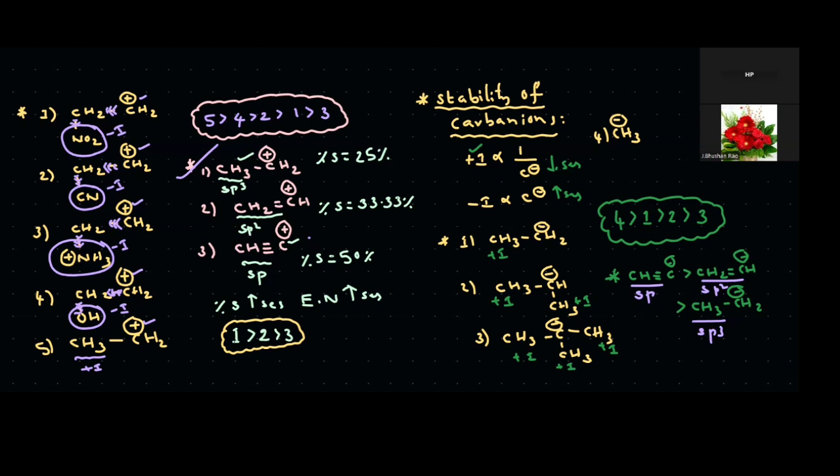Now, stability of carbon free radicals. Stability of carbon free radicals, same as carbocations. Just one example only we will discuss.